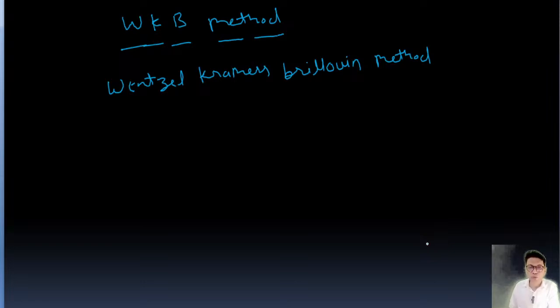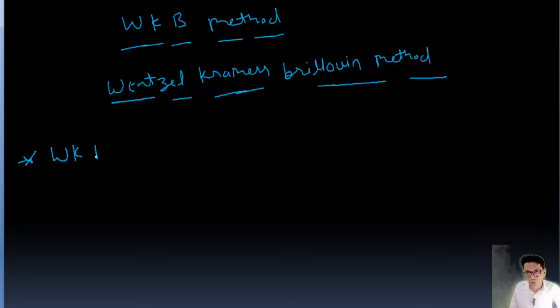Okay, so I'm going to start. It is the WKB method, WKB meaning Wenzel Kramer Brillouin method. Brillouin is a French name, a French scientist. So the Wenzel Kramer Brillouin method is what we are going to study.